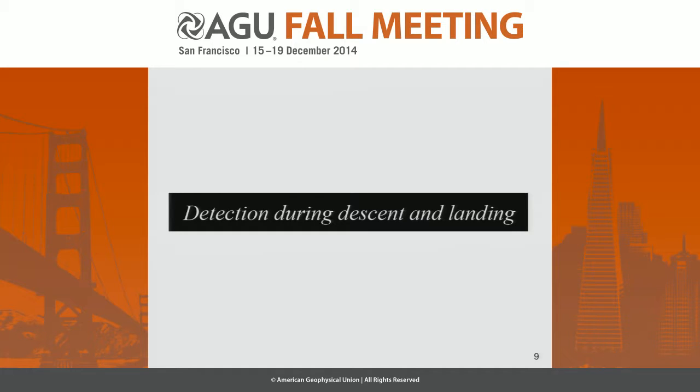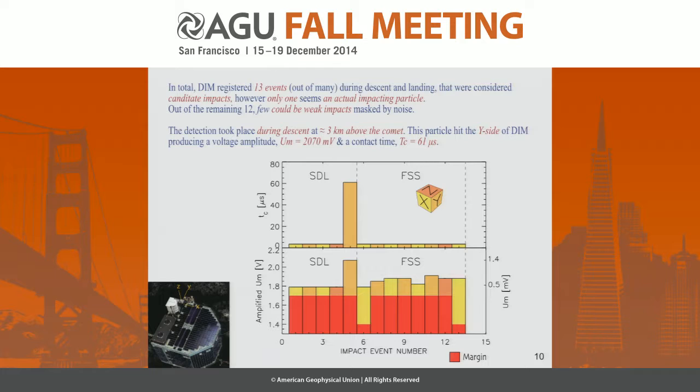So let's go to the detection during descent and landing. In total, DIM registered a lot of events, but only 13 events that could be considered candidate impacts. Unfortunately, out of those 13 events, only one are we sure is an actual particle.